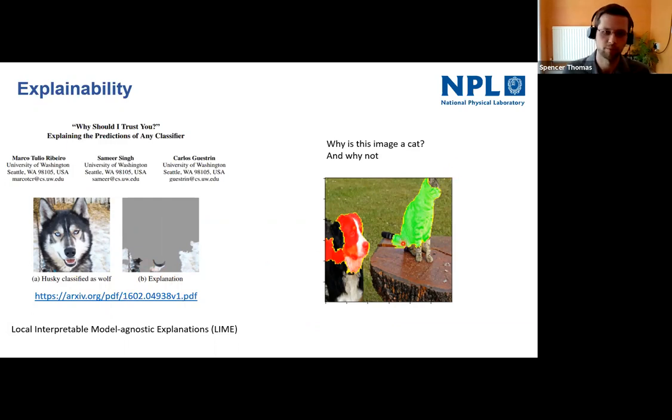Likewise, you can add positive and negative cases. So why is this image a cat? It is a cat because of this green region that is the cat, but it's also not a cat because it's a dog. There are quite nice uses for these more complex images, where this is no longer an image of a cat, it's an image of a cat and a dog. And then these regions have magnitude as well.